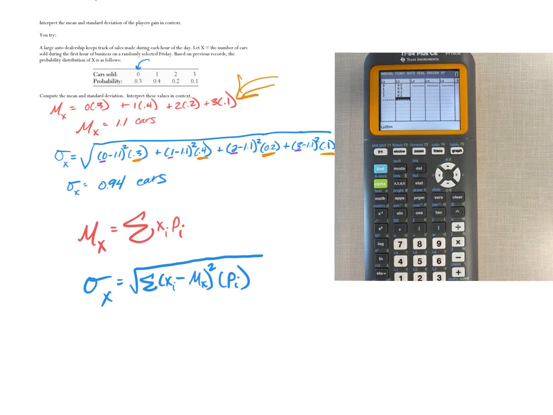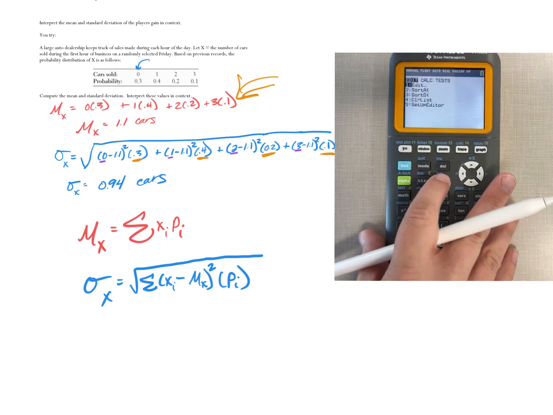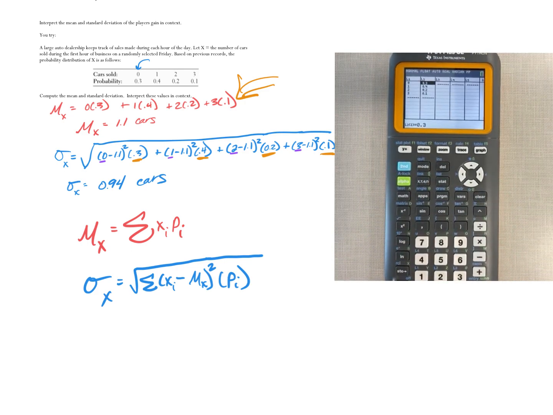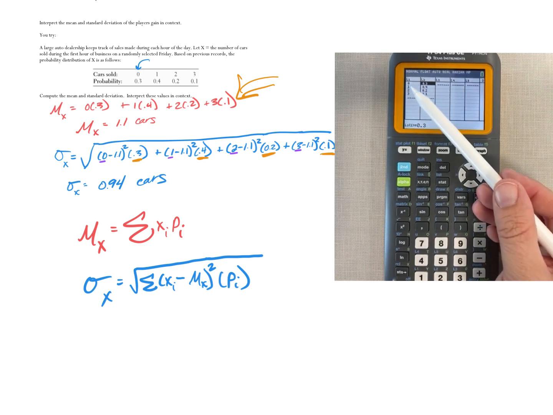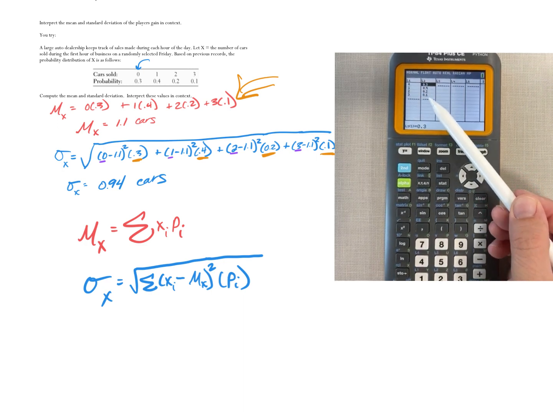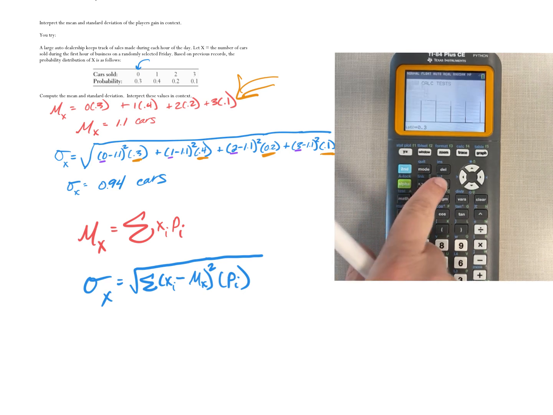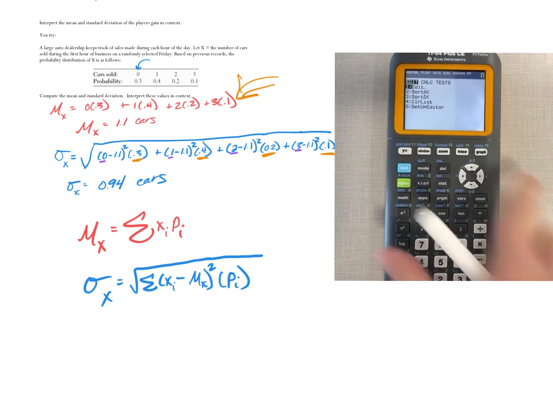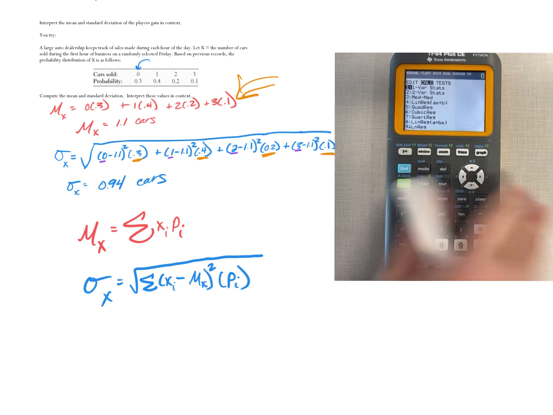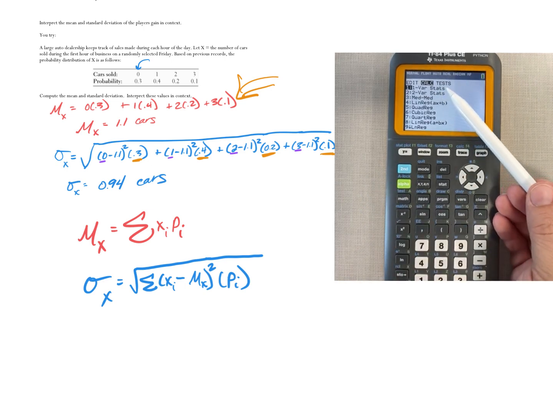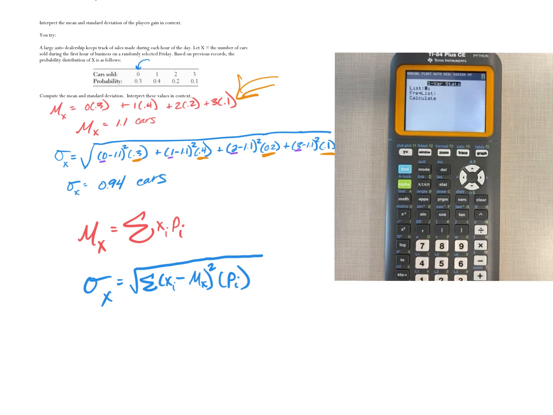So how do I do this? You'll notice the first thing I did is I hit stat, I hit edit, and I put my outcomes in L1 and each outcome's probability in L2. Essentially we're trying to find the mean and the standard deviation. In the past, when we had to do mean and standard deviation, we hit stat, arrowed over to calc, and chose the first option, one variable stats.